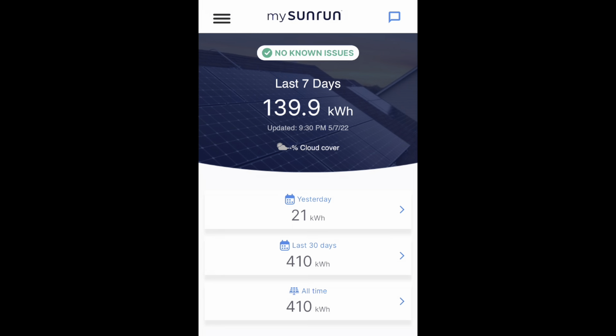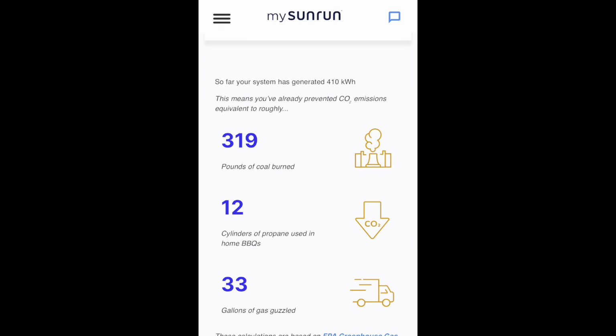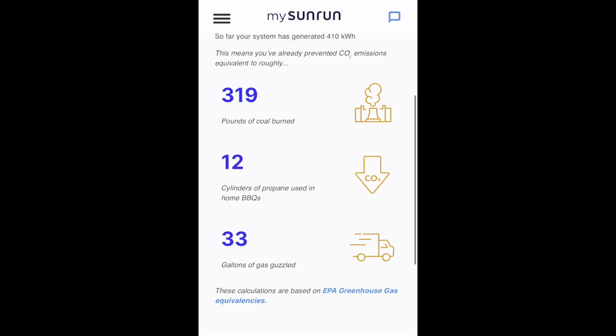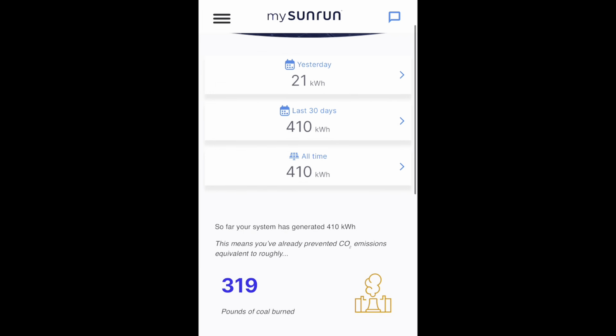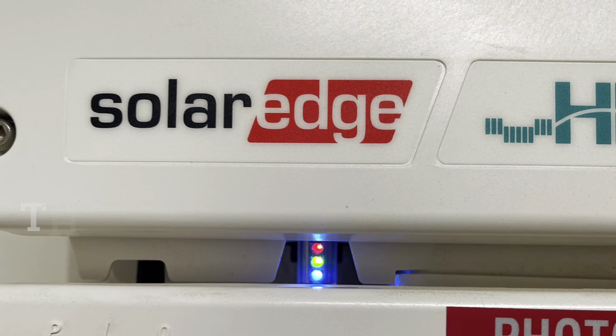As you can see on this one, for the last 7 days, we produced 140 kilowatt hours already. Which is really good because it shows that we are having savings for the electrical energy.